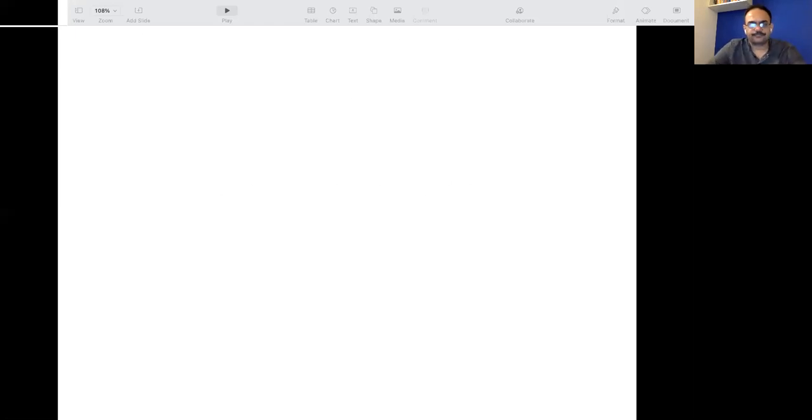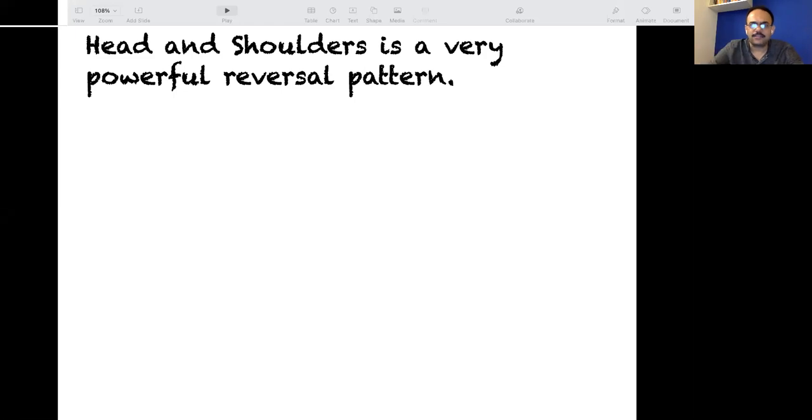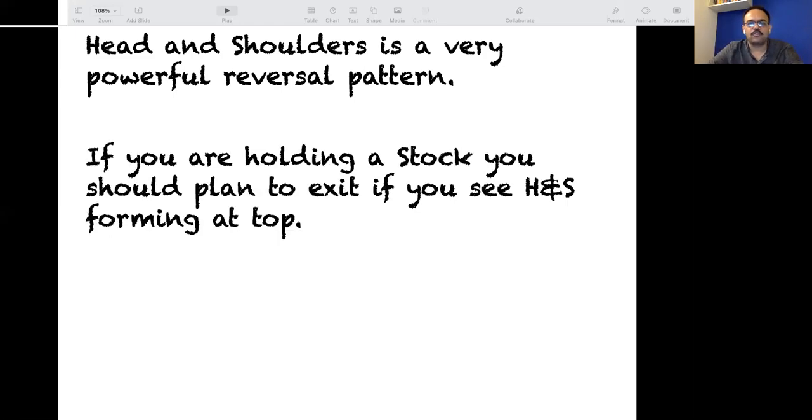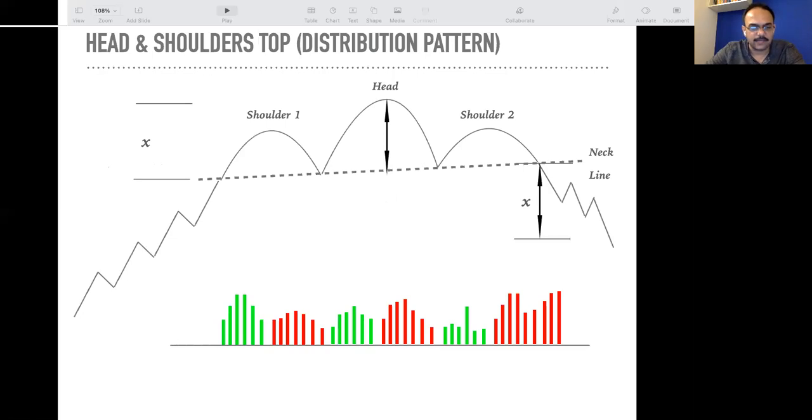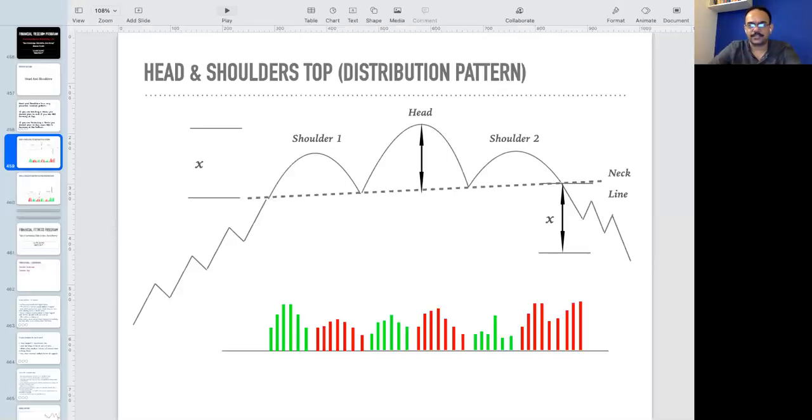So let's go ahead. Head and shoulders is a very powerful reversal pattern. If you are holding a stock, you should plan to exit if you see head and shoulder forming at the top. If you are following a stock and you see a head and shoulder forming at the bottom, you should definitely think about buying it and holding it, and it will give us a clear indication.